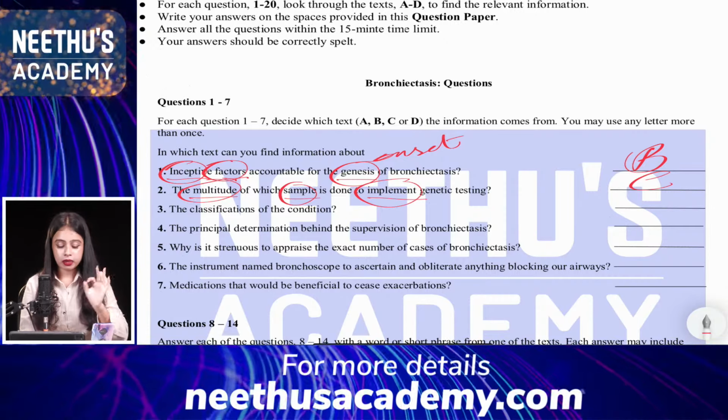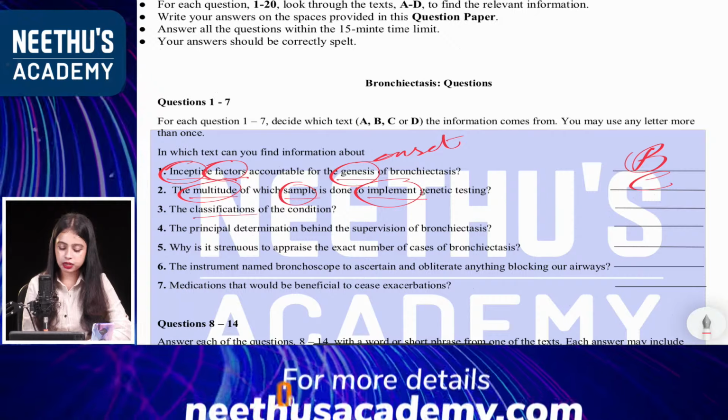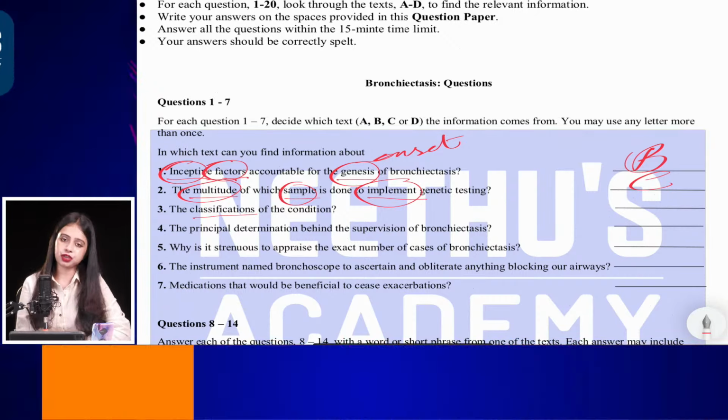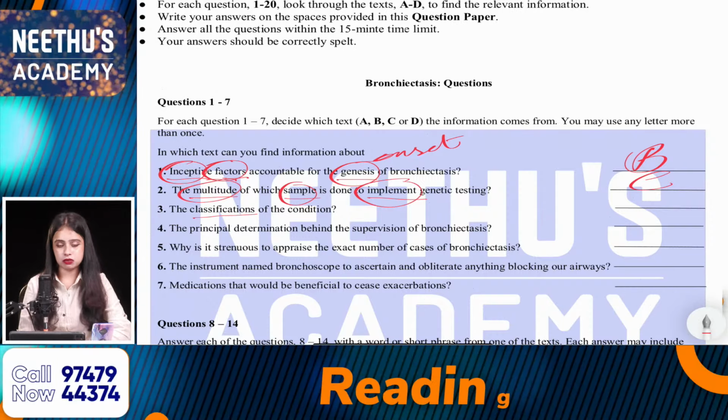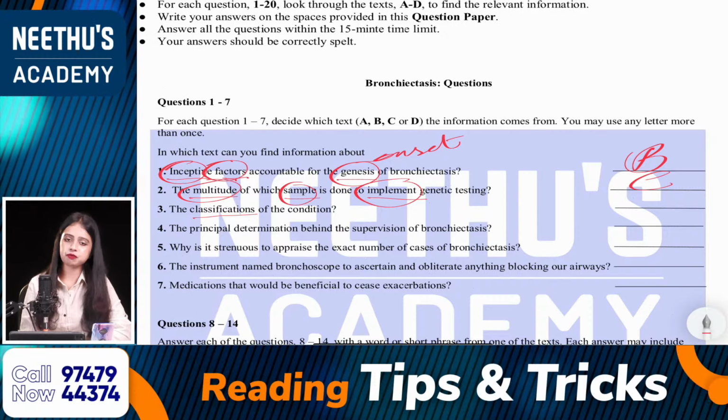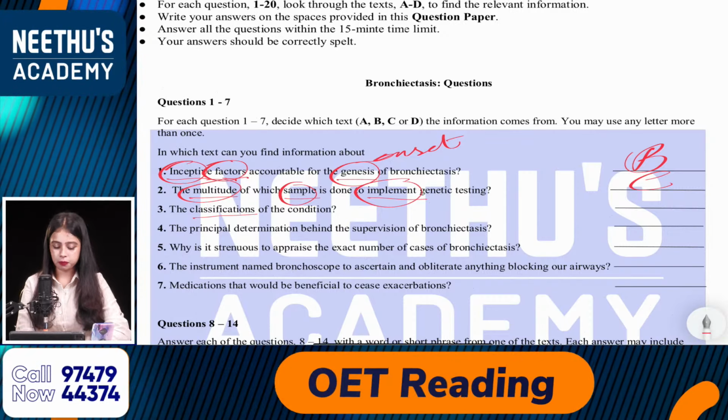Okay, very good. Third one, classifications of the condition. So my keywords, only one keyword which I'm underlining, classifications. Kinds, types. Okay, so what are the types? Where have they mentioned the classification types?